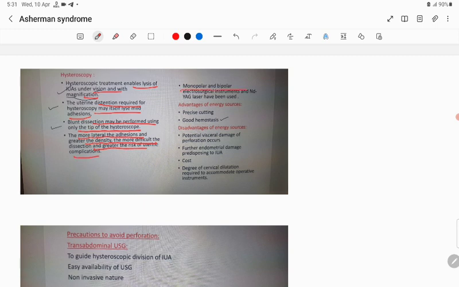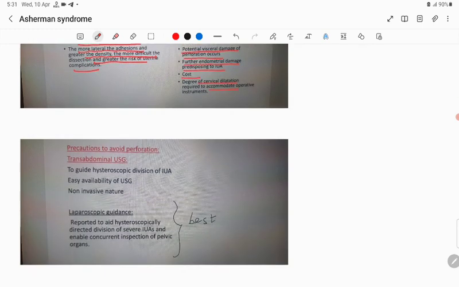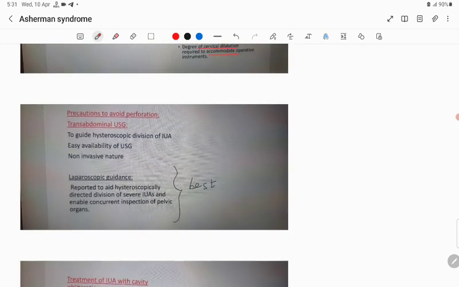Monopolar and bipolar electrosurgical instruments and Nd:YAG laser have been used. Advantages of energy: precise cutting and good hemostasis. Disadvantages: potential visceral damage, peritoneal perforations, further endometrial damage, and predisposition to uterine adhesion. Cost: the degree of cervical dilation required to accommodate operative instruments. Precaution to avoid perforation: transabdominal ultrasound can guide the hysteroscopic revision of uterine adhesion, depending on availability of ultrasound, and laparoscopic guidance is reported to aid hysteroscopic revision of severe uterine adhesion.